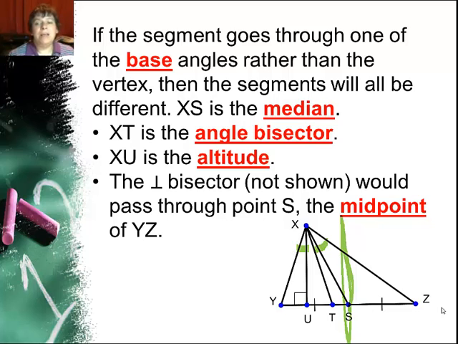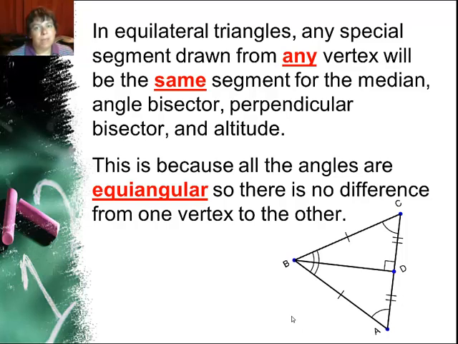So those special properties of being all the same types of segments has to do with going through the vertex angle, not going through one of the base angles. The exception is equilateral triangles, because since all 3 angles are equal, that means all vertices are the same. They're all the vertex angle. They're all 60 degrees, or you could think they're all the base angle. Since they're the vertex angle, though, that means that the segment is not only a median, it's an angle bisector, it's a perpendicular bisector, and an altitude.